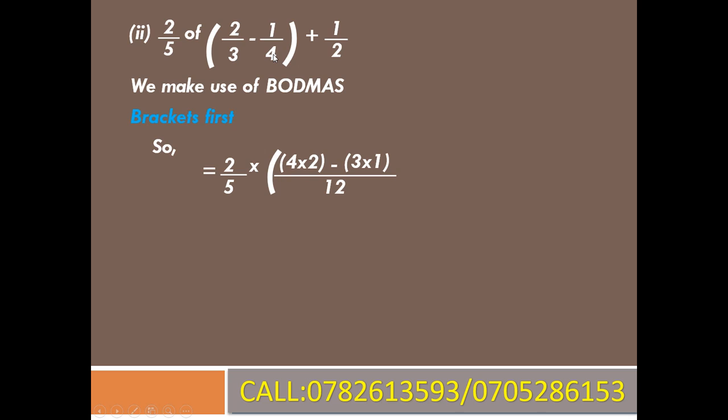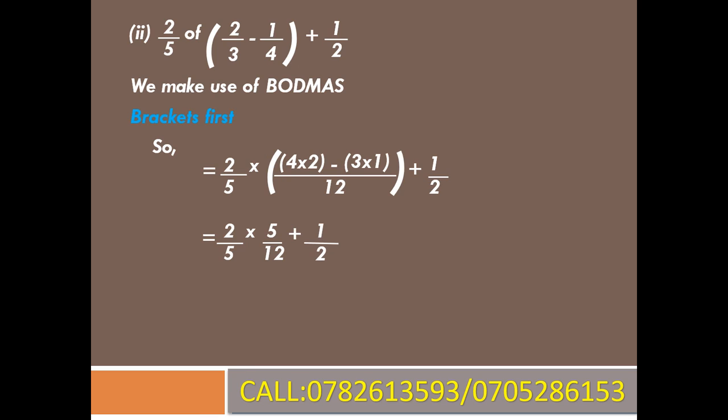The LCM of 3 and 4 is 12. So 12 divided by 3 is 4, times 2. Keep the sign minus. 12 divided by 4 is 3, times 1. That is what we get from the brackets. And then the other things remain the same. So we shall have 2 out of 5 times, now this is 8 minus 3, which is 5 out of 12, plus 1 out of 2. Now we have got rid of the brackets.